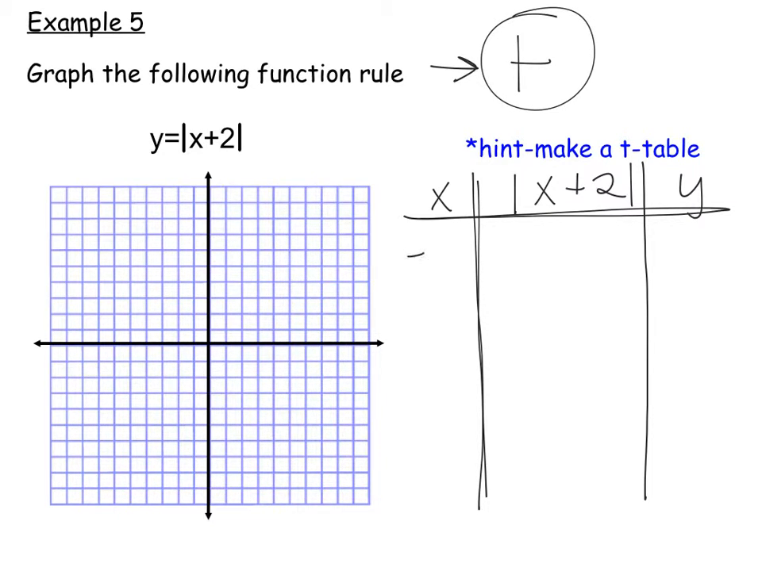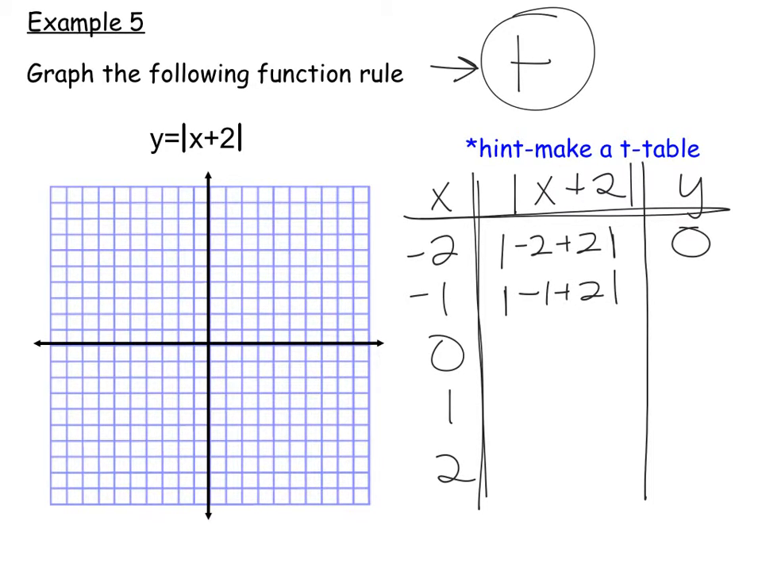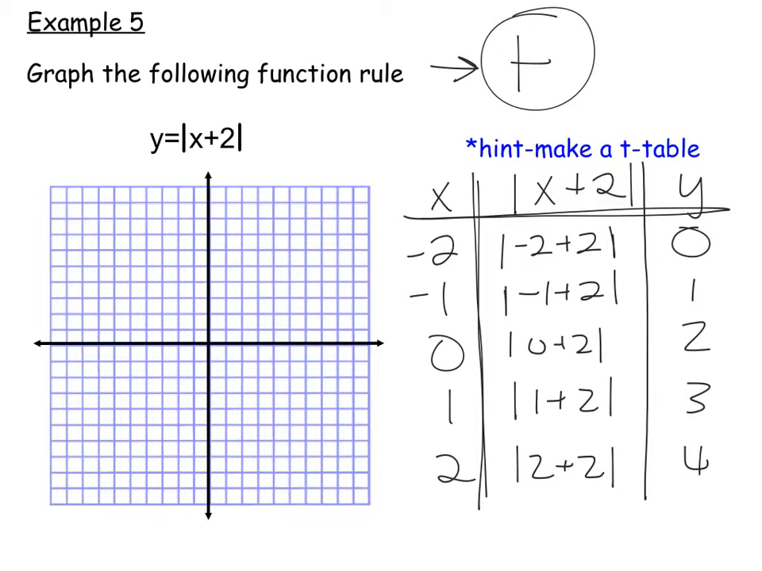So if I plug in, we'll go from -2 to 2. I have the absolute value of -2 plus 2. Well, -2 plus 2 is 0. Absolute value of 0 is 0. Next, I have the absolute value of -1 plus 2, which is 1. Absolute value of 0 plus 2 is 2. Absolute value of 1 plus 2, 1 plus 2 is 3. And the absolute value of 2 plus 2, 2 plus 2 is 4. So I have -2, 0, -1, 1, 0, 2, 1, 3, 2, 4.